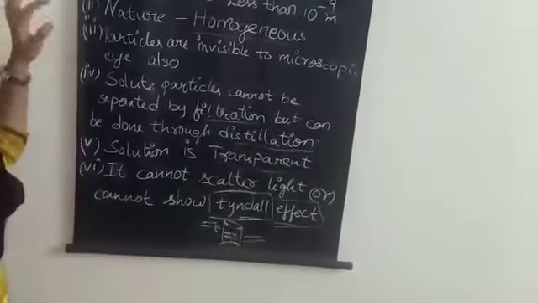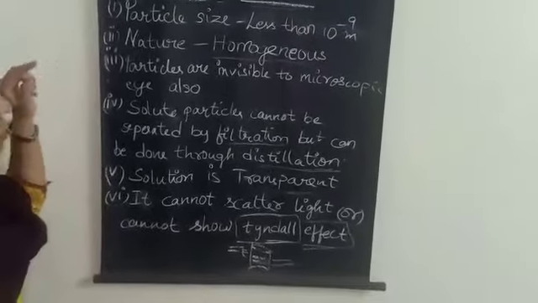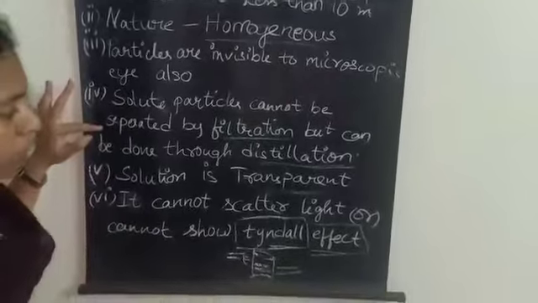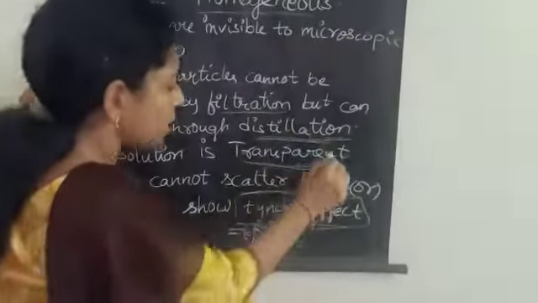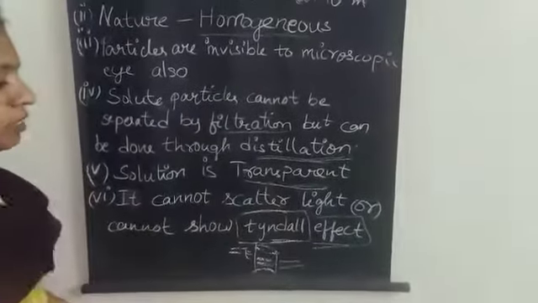Okay. So particle size is less than 10 power minus 9 meters, then it's homogeneous in nature. We cannot see them even through a microscope, and we are able to separate them by distillation only, and it is transparent in nature, and the solution cannot scatter the light which is falling on it.